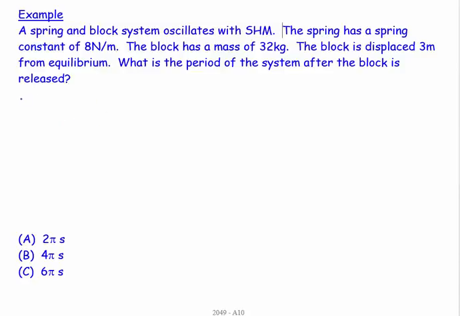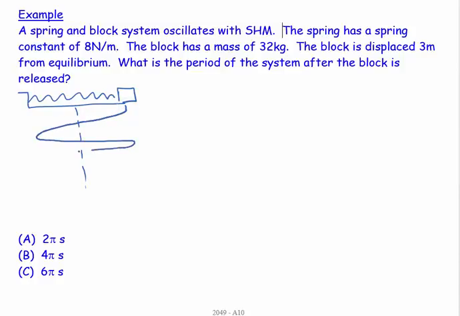So let's just have a quick draw of it. So here's our table, and we have the spring and mass system like this. And here's my equilibrium position. And here we are 3 meters to the side, and we'll let it go. And it oscillates backwards and forwards. So this is time down here, and we're starting off from the right-hand edge and going backwards and forwards.